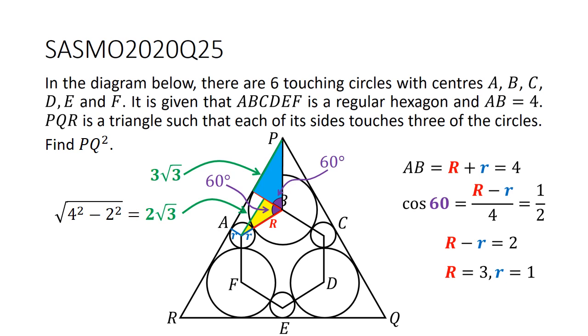This tells us that the length of PQ, which is equal to the length of PR for this equilateral triangle, is 2 times the sum of those 2 green sides. So it's 2 times 2 root 3 plus 3 root 3, giving us a total length of 10 root 3. The question asks for PQ squared, so when we square PQ, that will give us a final answer of 300.